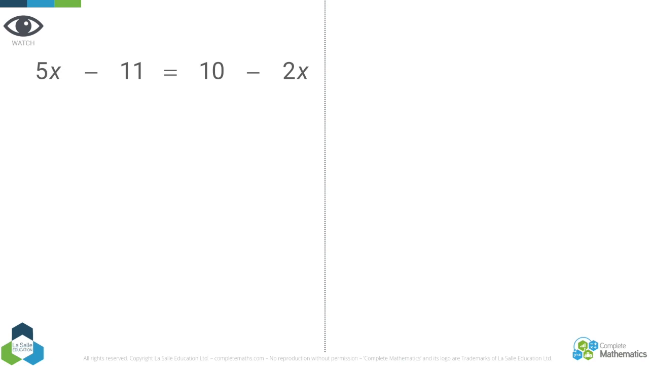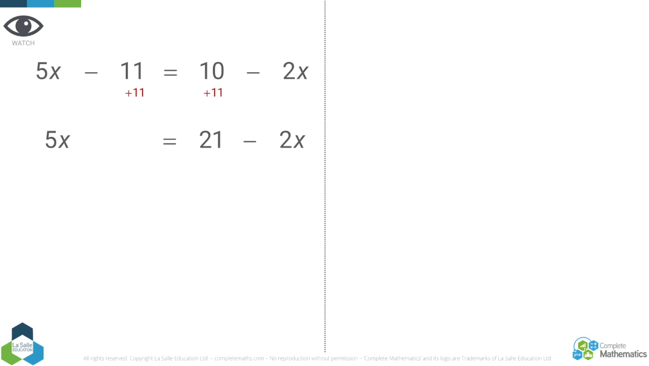So I can see a good starting point would be to start on the left and tidy up the left to make sure I don't have anything else there except for x terms. So I have this negative or minus 11 as it's put down there, but it's a negative 11. So how do I make that go to 0? Well, I'm going to add 11 to both sides. And as I can see here, that will leave me 5x equals 21, because I've added 11 to the 10.